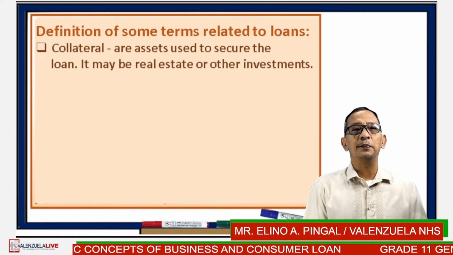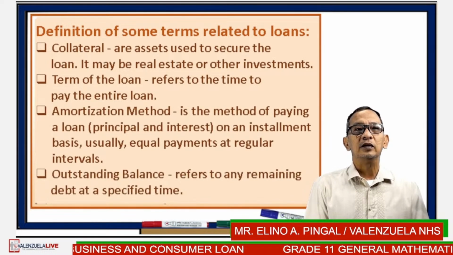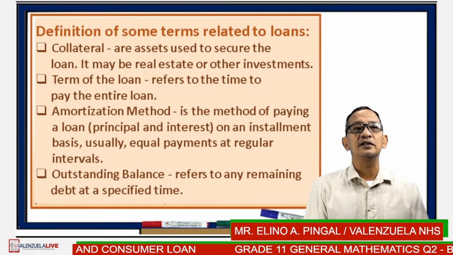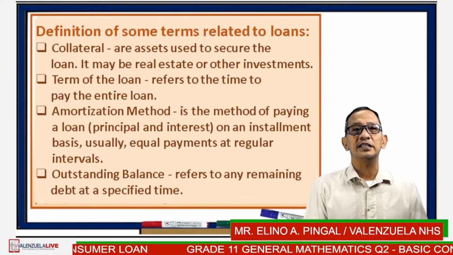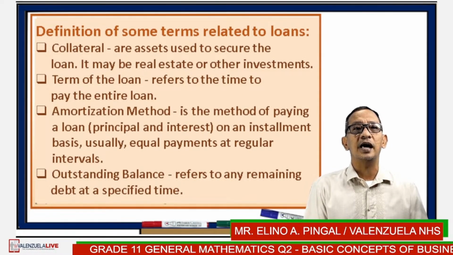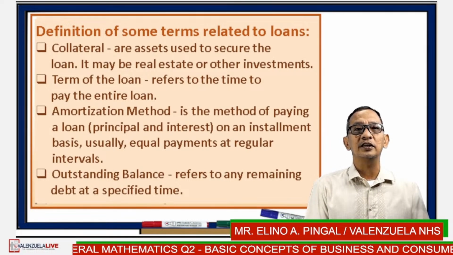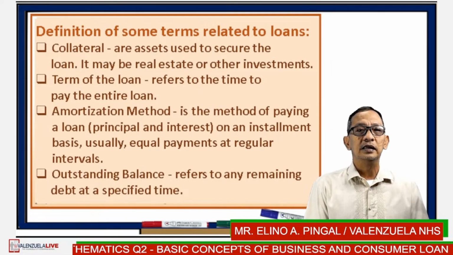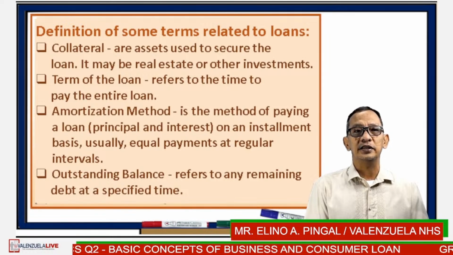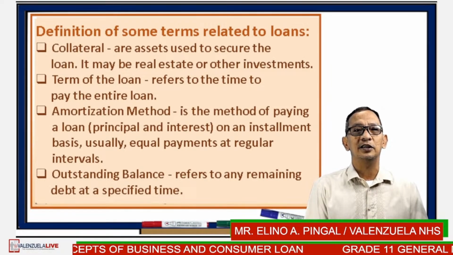Let's have some definition of some terms related to loans. Collateral are assets used to secure the loan. It may be real estate or other investments. Term of the loan refers to the time to pay the entire loan, while amortization method is the method of paying loan, principal and interest on an installment basis, usually equal payments at regular intervals.